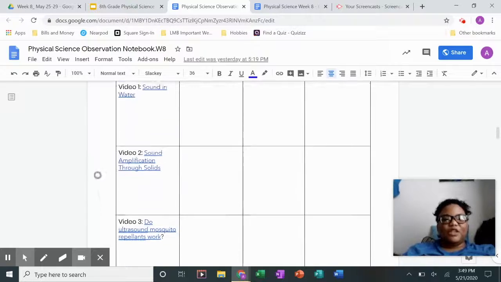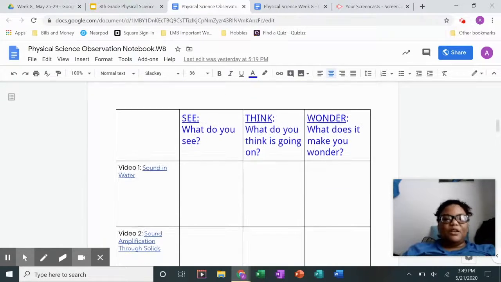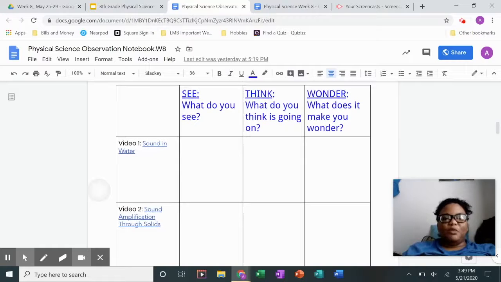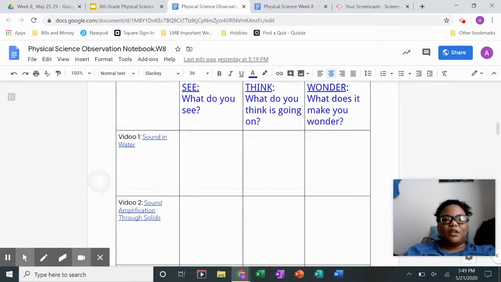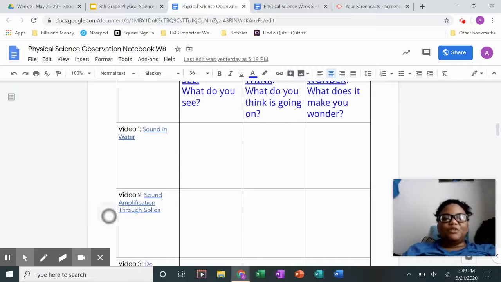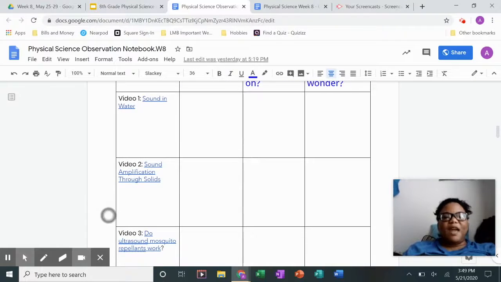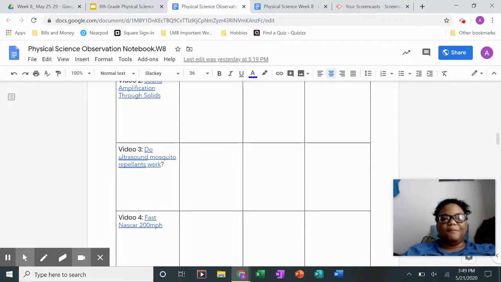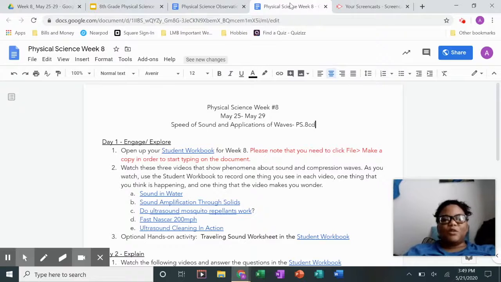And this is the Notice and Wonder sheet. So it's split into boxes. You write one thing that you see, one thing you think, and one thing you wonder about each video. And you'll notice that in this sheet, you have the links for each of the videos that we are about to watch together. Also, here is the actual lesson layout for the entire topic.